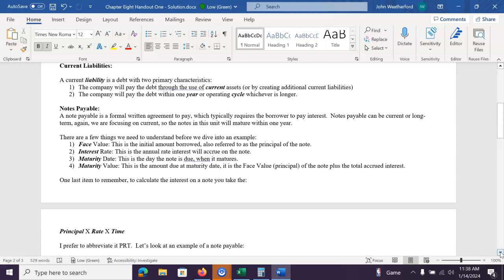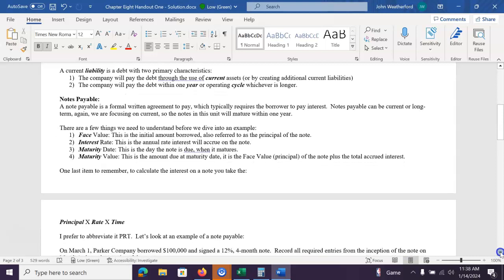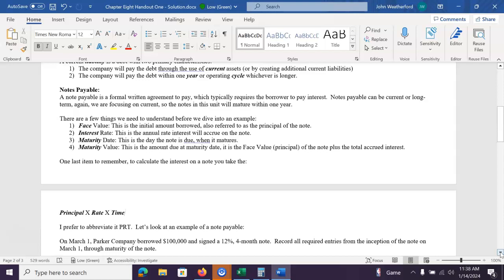So let's look at an example here of a note payable. And we're going to do some journal entries. So on March 1st, Parker Company borrowed $100,000 and signed a 12% 4-month note. Now they want us to record all the entries associated with the note.